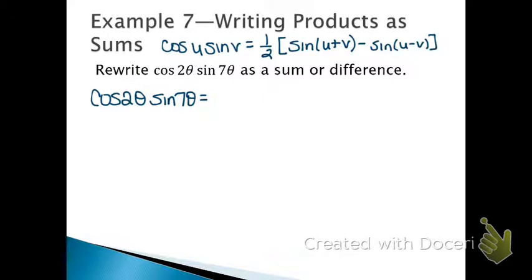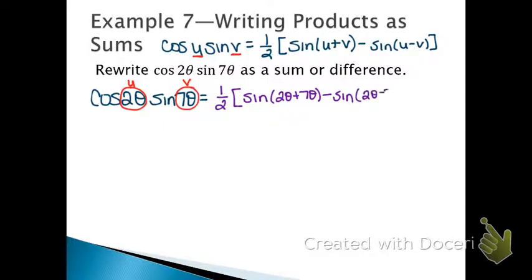So let's see, it's cosine of u, so this is my u, 2 theta is going to be u, sine of v, so 7 theta is going to be my v. So let's plug it into our formula. So 1/2 bracket sine of u plus v, so 2 theta plus 7 theta, minus sine of u minus v, so 2 theta minus 7 theta.